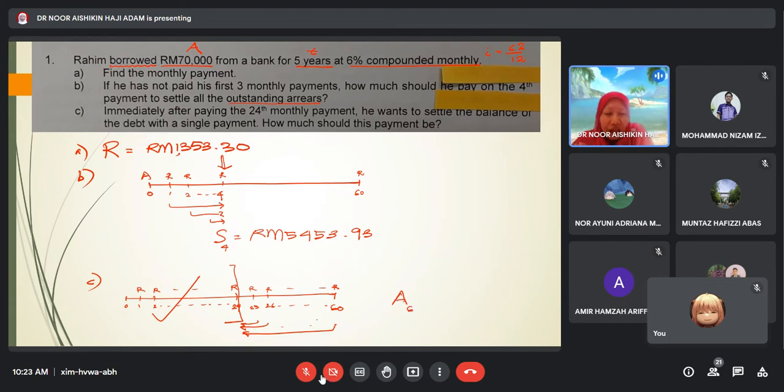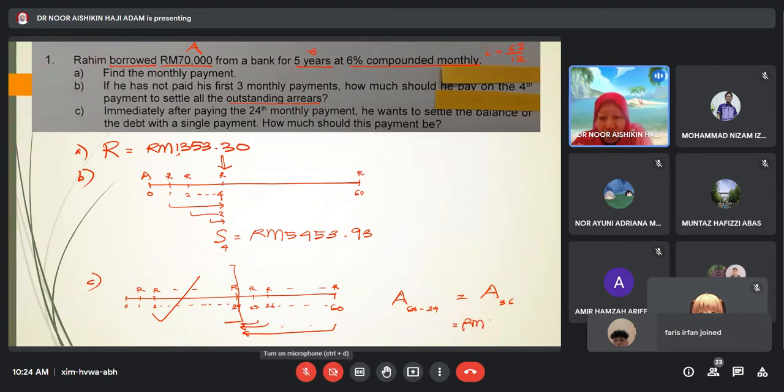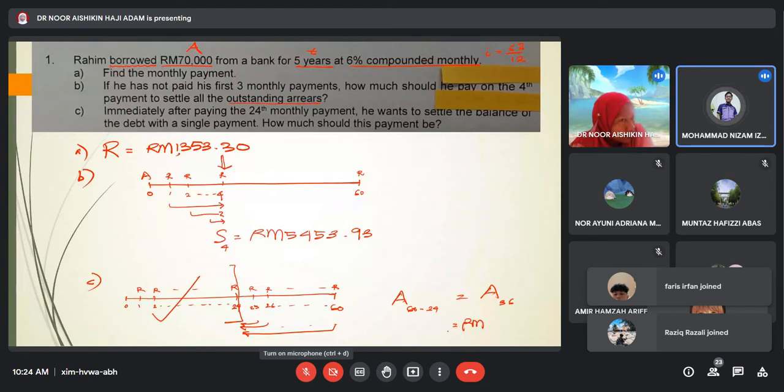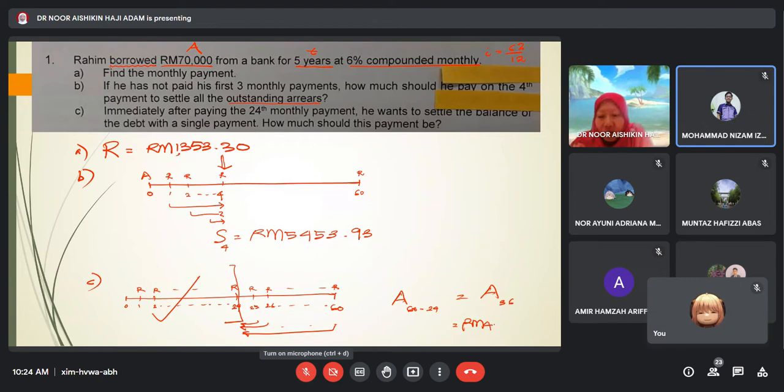A apa yang nak cari? A is 6 pula. A apa yang nak cari? Y36. 60 minus apa yang dah bayar, betul tak? So A. Faham tak kelas? Faham. How much is that? RM? Pak, saya dapat RM44,484.35. Betul. 44,484.35.